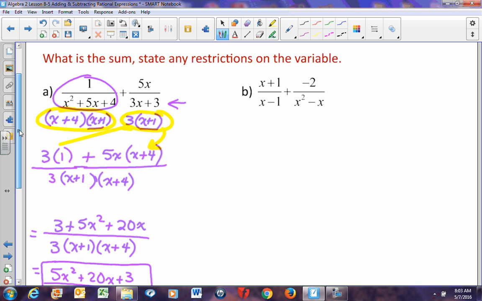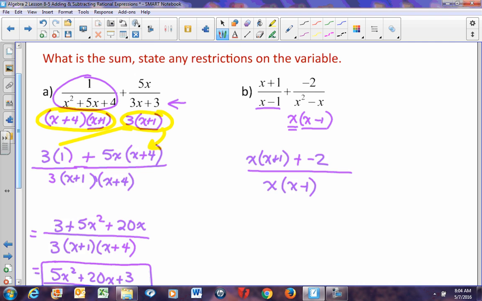There we go, is number 1. We have x plus 1 over x minus 1 minus 2 over x squared minus x. And so, again, factor. This first expression doesn't need to be factored. The second expression, I can take an x out, and I get x minus 1. So my common denominator is x times x minus 1. Because this has an x minus 1, this has an x minus 1, and this has an x, so we have to add that in there. The first expression is just missing the x, so I'm going to multiply x times x plus 1. The second expression is missing nothing from the denominator, so I can just leave it as -2.